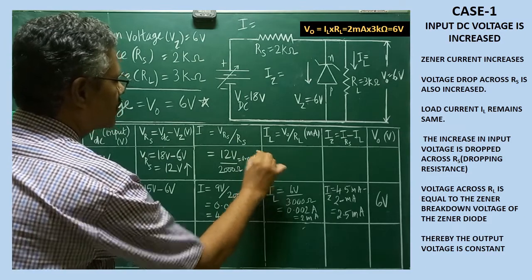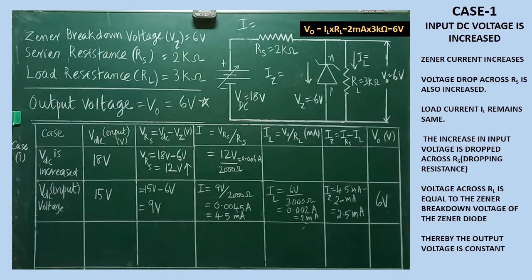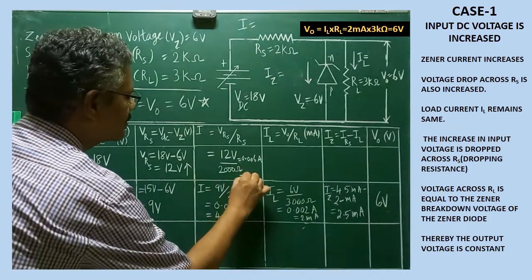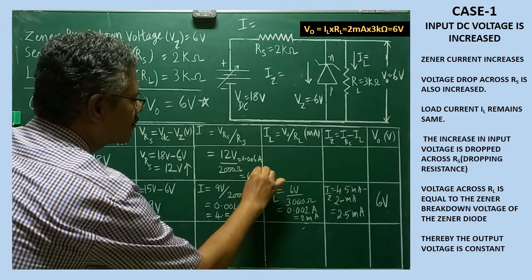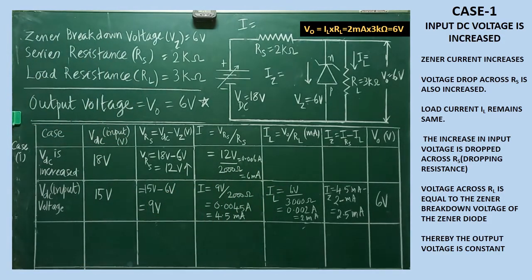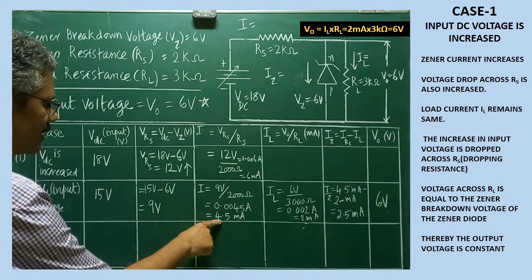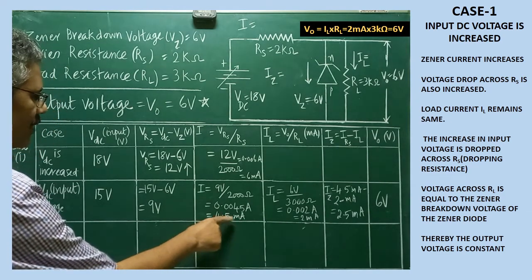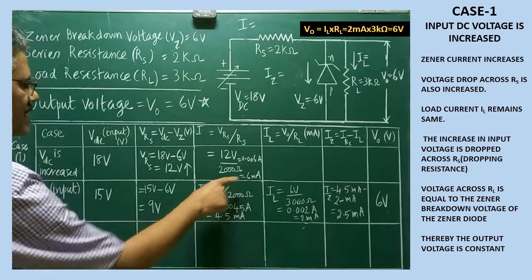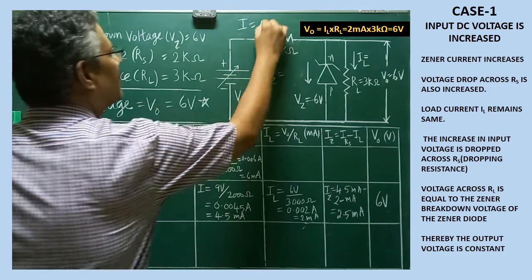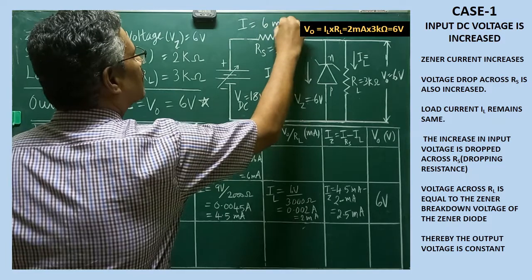0.006 ampere, 0.006 ampere can be written as 6 milliampere. Are you clear? 6 milliampere. Look at here. The total current in the previous case is 4.5 milliampere. Now it becomes 6 milliampere. So I have to write here 6 milliampere.